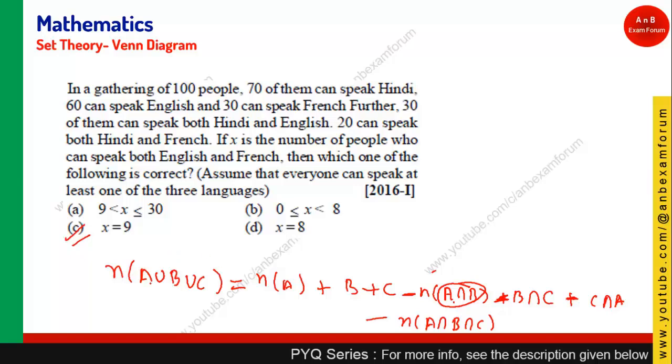What about A union B union C? It is already given, it is 100. So this will become 100. N(A) is 70, N(B) is 60, and N(C) is 30, and these intersections are 20, and one is X, and if you calculate everything, you will find X is equal to 9. So option C is the right answer.